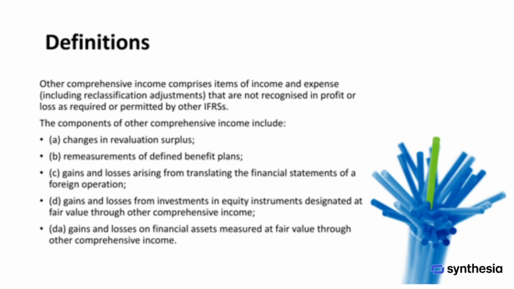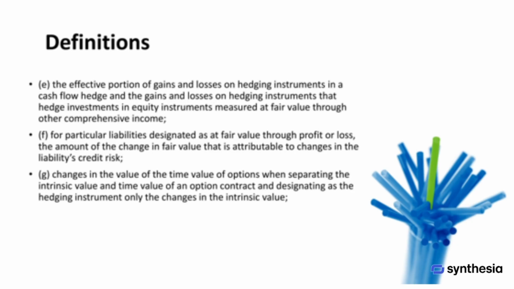Additionally, foreign exchange differences resulting from the translation of financial statements of a foreign operation are included. Changes in the fair value of equity investments designated at fair value through other comprehensive income, as well as gains and losses on financial assets measured at fair value through other comprehensive income, also form part of this category. Other comprehensive income also includes the effective portion of gains and losses on hedging instruments used in cash flow hedges, as well as those related to hedging investments in equity instruments measured at fair value through other comprehensive income.